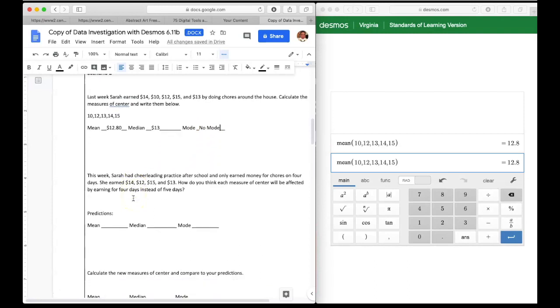Then it says this week Sarah had cheerleading practice after school and only earned money for chores on 4 days. She earned $14, $12, $15, and $13. How do you think the measure of center will be affected by earning for 4 days instead of 5? Well, let's look at our numbers. And again, we have 14, 12, 15, and 13. Which one was deleted? Well, the $10, the lowest amount there, was taken away.